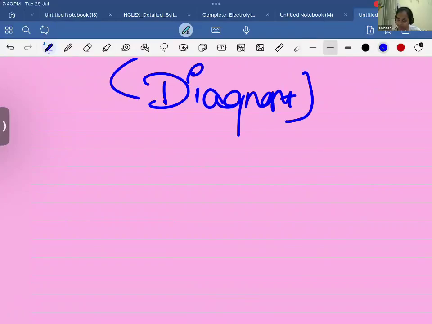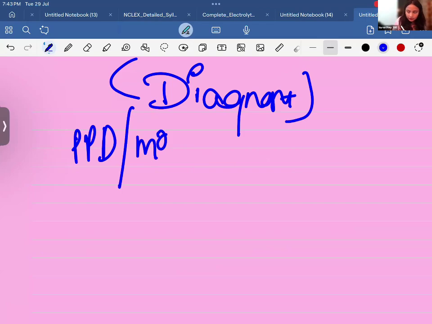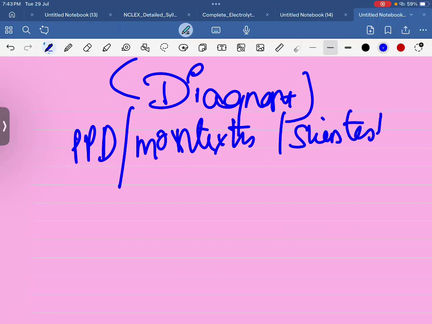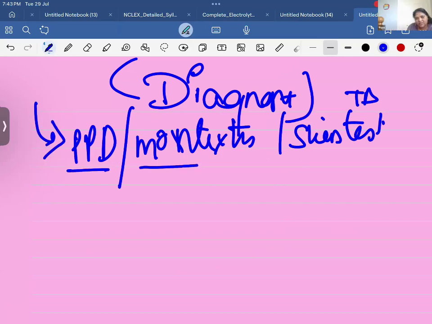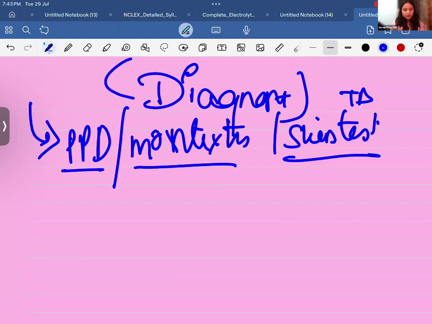The PPD, ma'am. Go to basic. PPD, the Mantoux test. Very good. PPD, Mantoux test. Okay. Skin test. Tuberculosis skin test. Yes, tubercular. Sputum test, ma'am. No, what is the other name? PPD, Mantoux, TB skin test. So these are the three names for one diagnosis only.